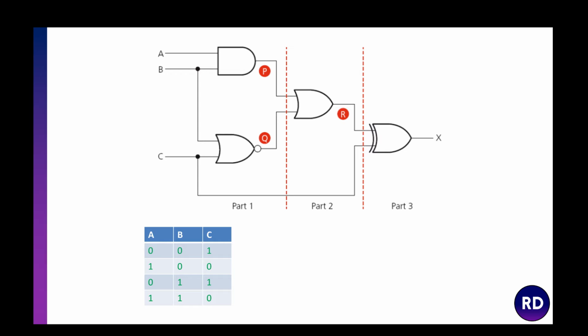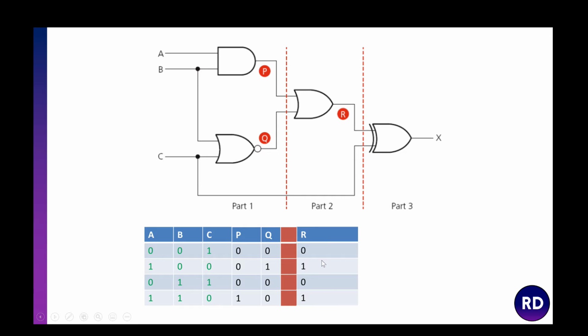So here we've got an example. We've got an AND gate, a NOR gate, an OR gate and an XOR gate, so we've got 3 parts. What we need to do is look at our inputs and start tracking where things are. You see I've written P, Q and R, these are our intermediate values. I've done the AND gate, so A and B, and that's the P result. We've done the NOR gate, so we've got the Q result.